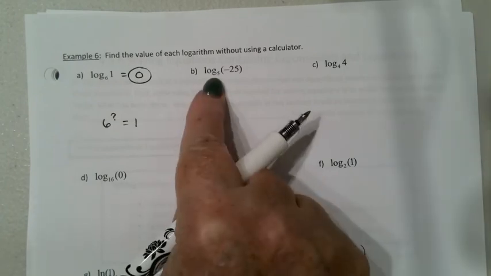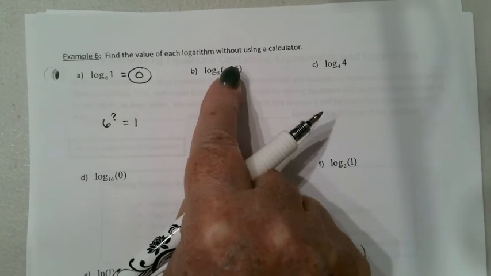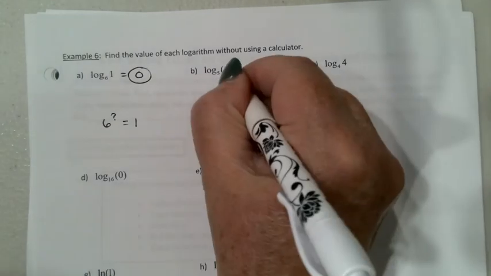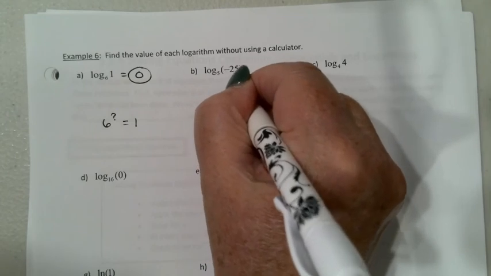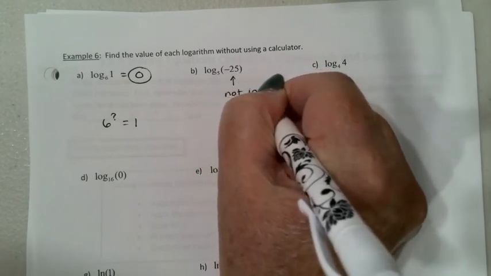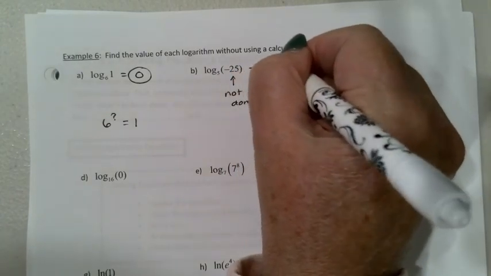The log base 5 of negative 25. Remember that log graph, right? X values can't be negative. That graph only existed on the positive side. So negative 25 is not in the domain, meaning that logarithm is not a real number.